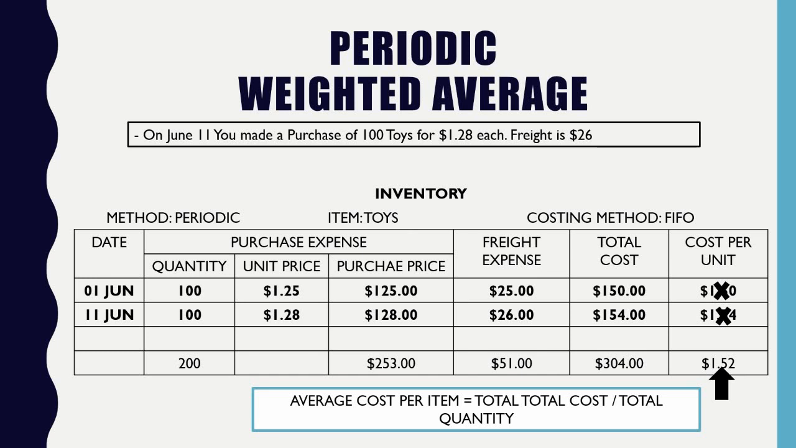So if my first batch of inventory cost me $1.50, and my second batch of inventory cost me $1.54, if I combine the two, then I should get the middle number, the cost point between 1.50 and 1.54. What is in the middle? What is the average? In this case, it'd be $1.52 would be the average, the middle number.